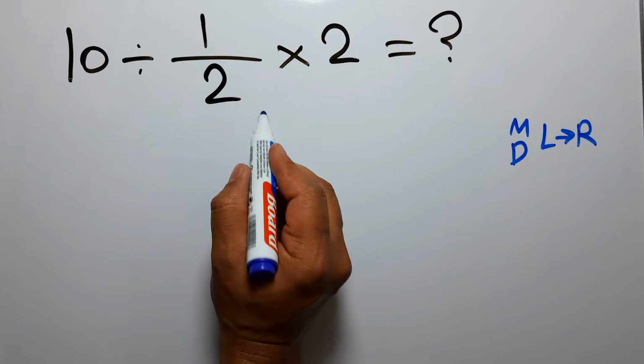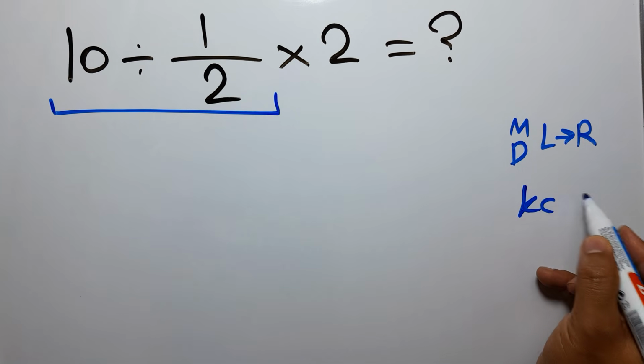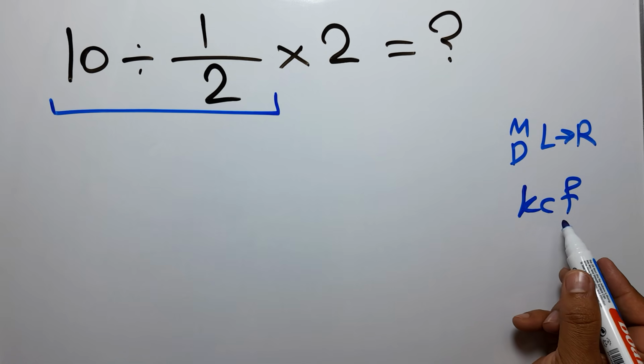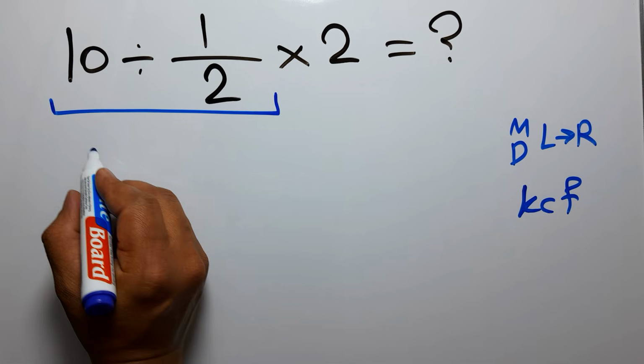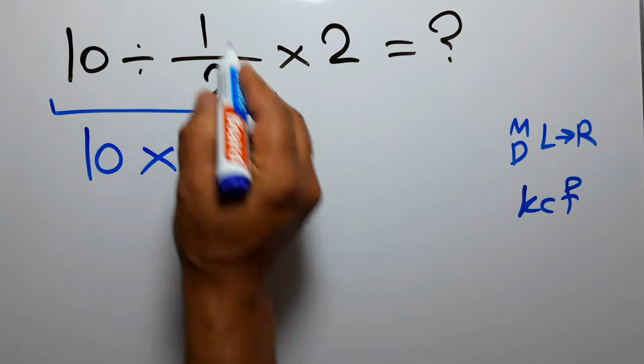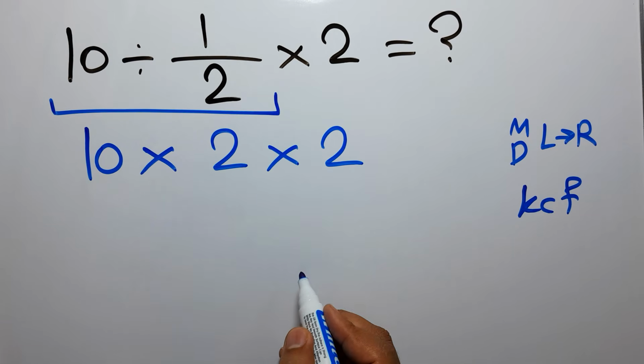10 divided by 1 over 2. According to the KCF rule, K stands for keep, C stands for change, and F stands for flip. We can write keep the first fraction, change division to multiplication, and flip the second fraction. And here we have times 2.